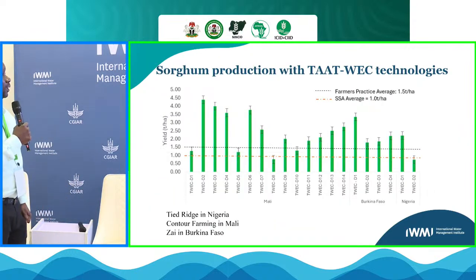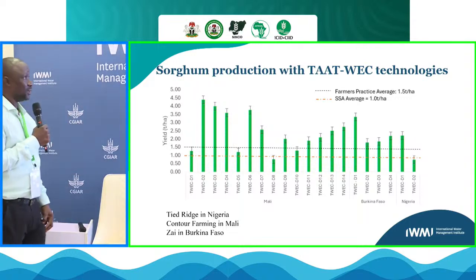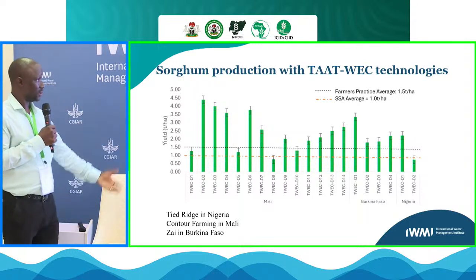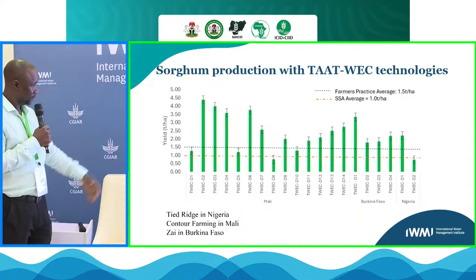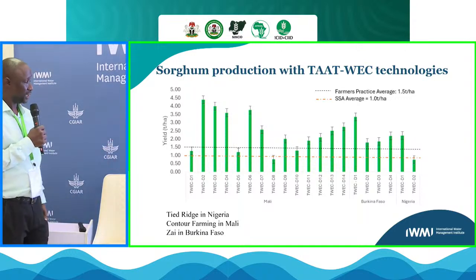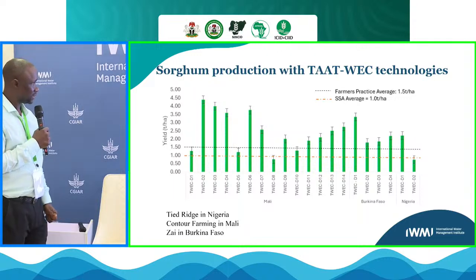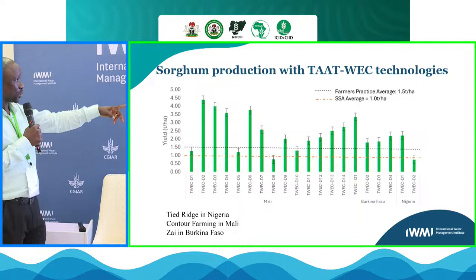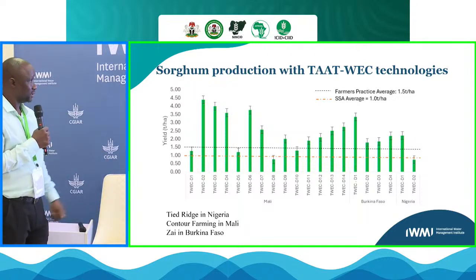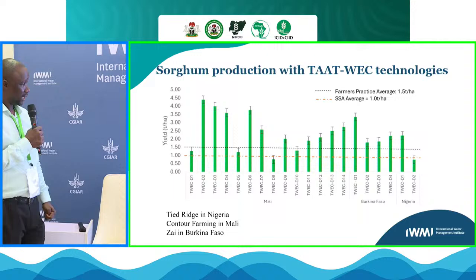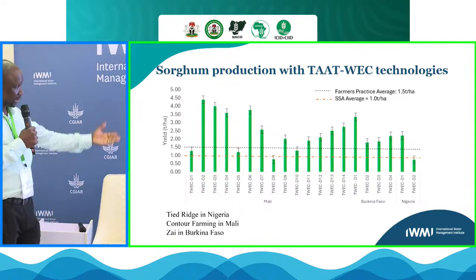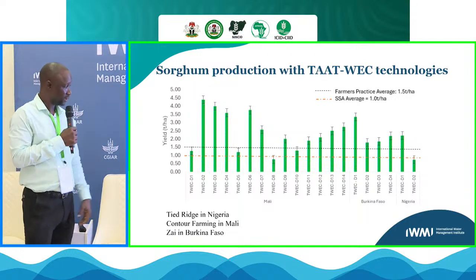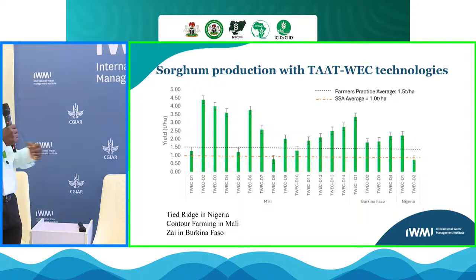Can we move on? In terms of sorghum production, this data is from Mali, Burkina, and Nigeria as part of the TAT activities. We're able to get up to 4.5 tons in Mali, and of course, even Nigeria, we got up to 3 tons. And this is areas where average yield is about 1 ton per hectare. And this is how we, when we implemented Thai Ridge, contour farming, and Sai, in these places.